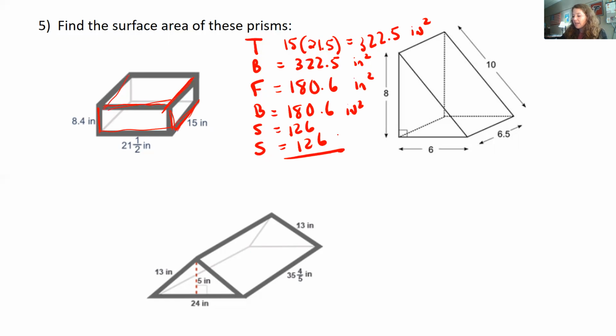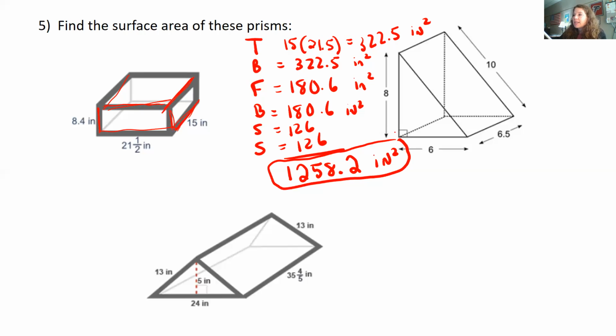So finally, we add 126 plus 126 plus 180.6 plus 180.6 plus 322.5 plus 322.5. And my final answer is 1,258 and 2/10 inches squared. That is the surface area of my box, my rectangular prism.